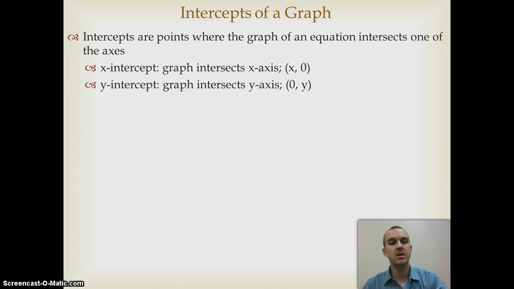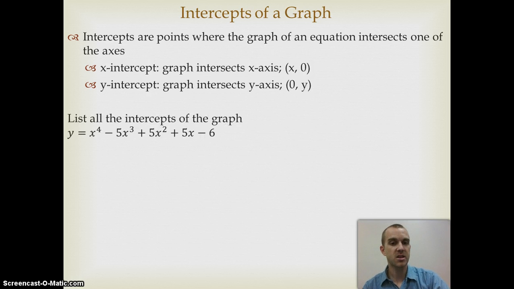Now we talk about intercepts of a graph. We're talking about the places where a graph of the equation hits the x and y axis. When I hit the x-axis, that's called the x-intercept, and that has an ordered pair of the x value, comma, the 0 for my y value. When I talk about the y-intercept, it's where I'm hitting the y-axis. That means my x value is 0, and then I have my y value where it hit.